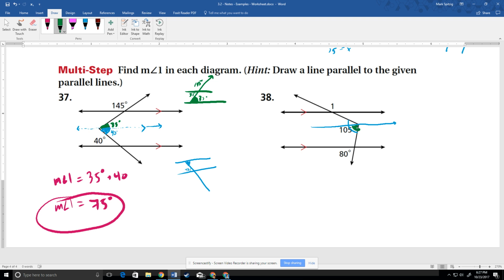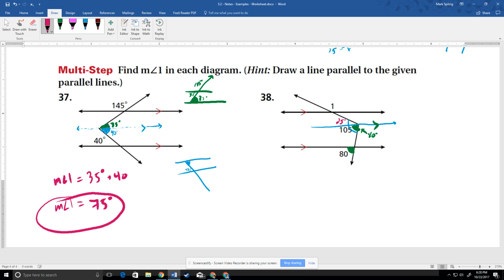I know that this right here and this right here, I'm splitting it the same way, but those are now corresponding because I made this parallel to these two. So these are corresponding. So this green part is 80, right? This is going to be 80. If that's 80 and the whole thing is 105, I can do a little subtraction to get what's left over here. That's just going to be 25.